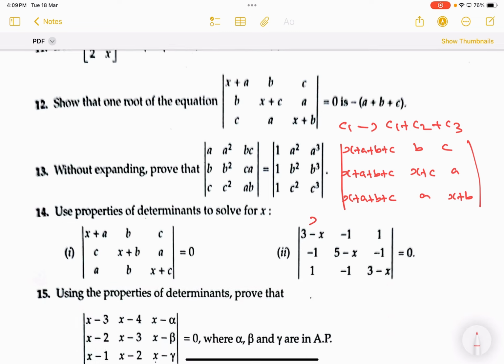Okay. Second step is x plus a. All of you listen. If you don't write, no problem. Just listen. I am taking the common out. So what will happen? 1, 1, 1. B, C, x plus C, A, x plus B. Correct? Now also, without doing the determinant, which is equal to 0.